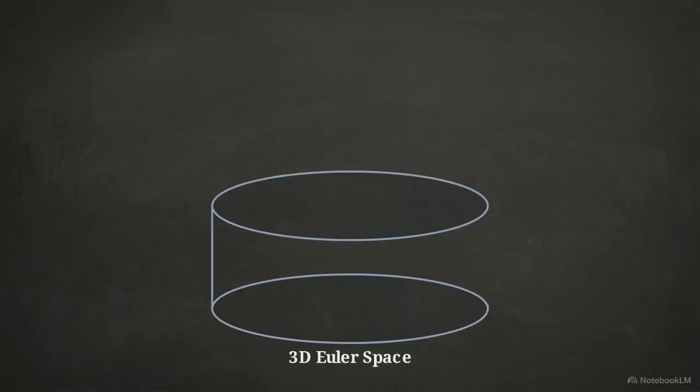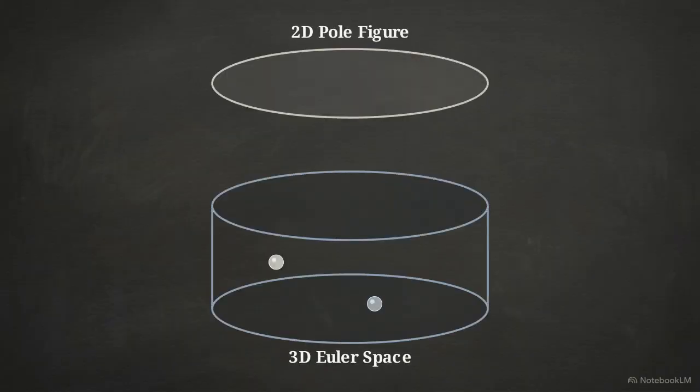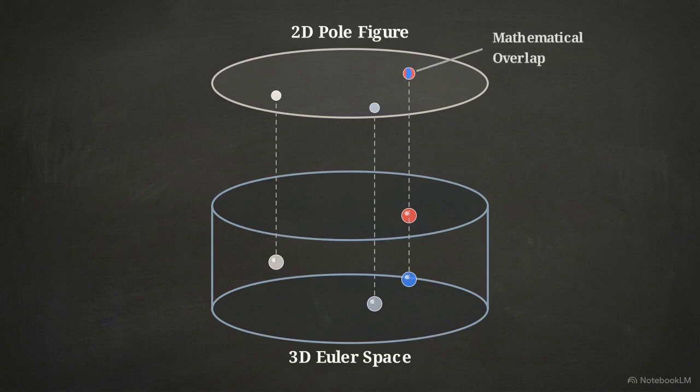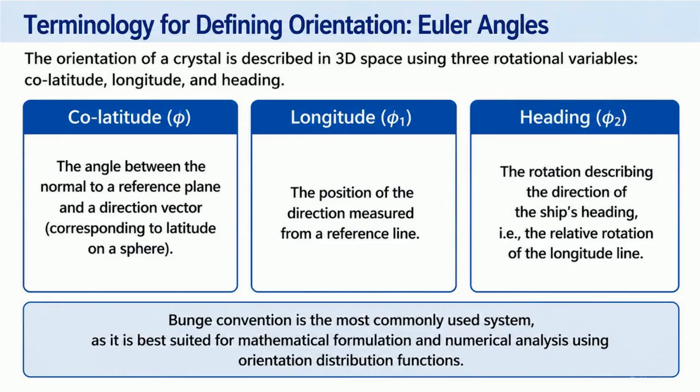When three-dimensional orientation boundaries are projected onto a flat 2D plane, distinct microstructural components that are separated in physical space mathematically overlap. This collapse obscures the exact volume fractions of the crystalline structures. To resolve this overlap, we must map these orientations into a continuous 3D mathematical framework called Euler space.